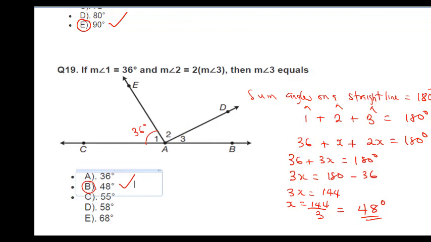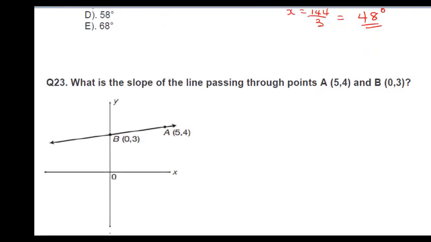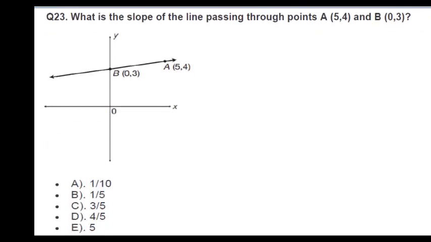So the final question we are going to be solving for the geometry class is slope. Now it says, what is the slope of the line passing through points A (5,4) and B (0,3)? Now one thing you need to understand about slope, you attribute it as m, it's the change in the y-axis over the change in the x-axis, which is also the same thing as y2 minus y1 over x2 minus x1.